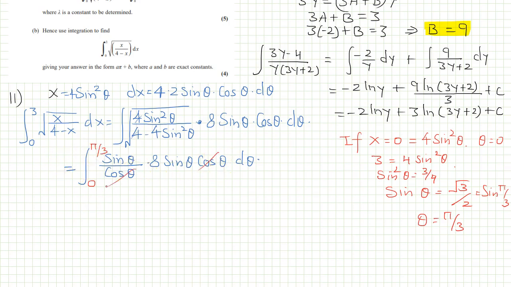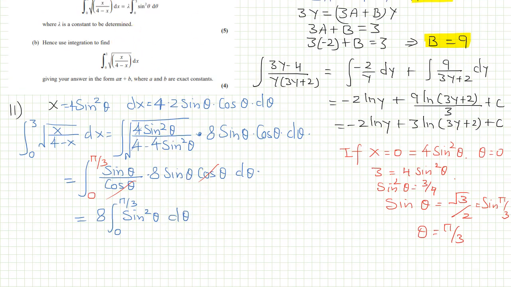Now cos theta cancels. So it will be equal to the integral from 0 to pi over 3 of 8 sine square theta d theta. That's what we are supposed to prove, where lambda is a constant to be determined. So lambda is 8. Now we have to integrate this.